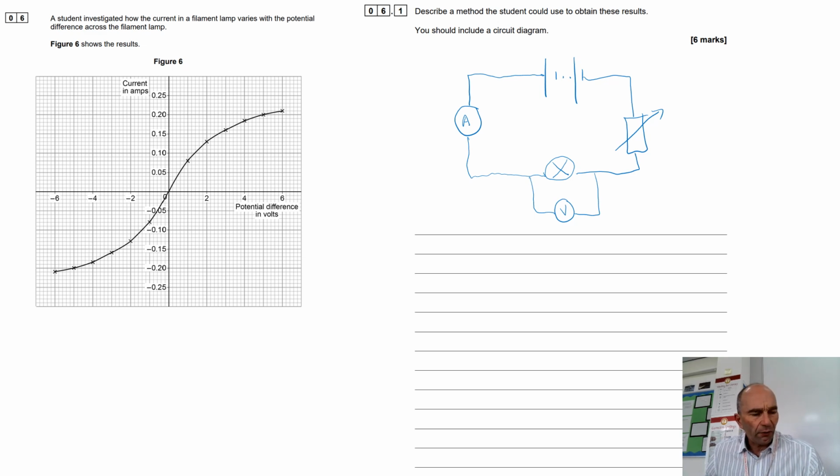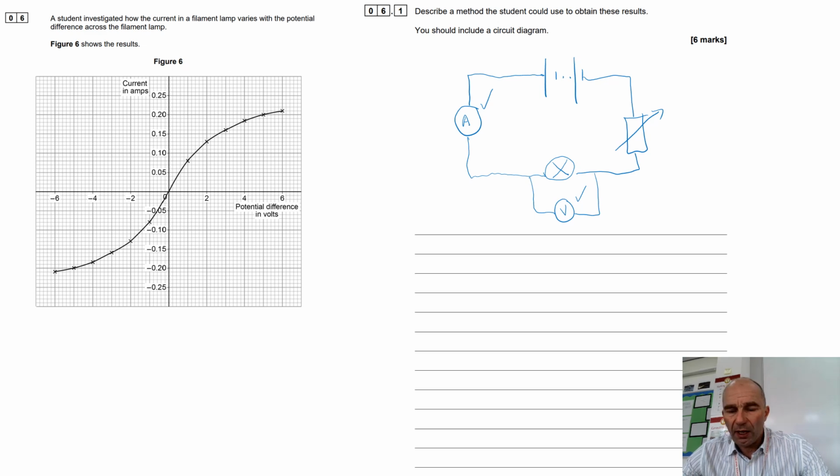and certainly to get to a level 3 answer, which is 5 or 6 marks, you have to include a correct working circuit. Now, we're picking up marks without even actually writing anything just yet. You need to have the ammeter in series, you need the voltmeter in parallel across the bulb.